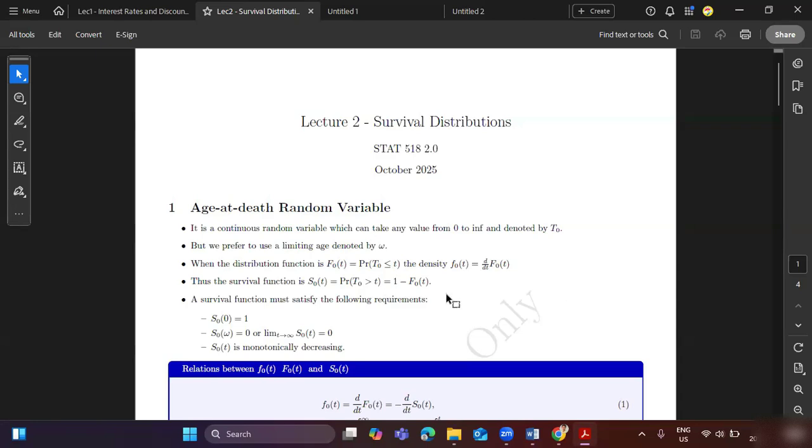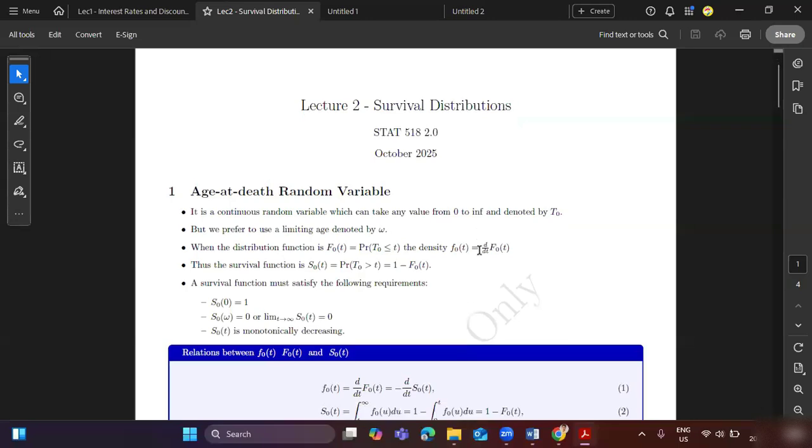So that is the big picture we are going to discuss in this chapter. In this chapter, we will first start discussing the age at death random variable.